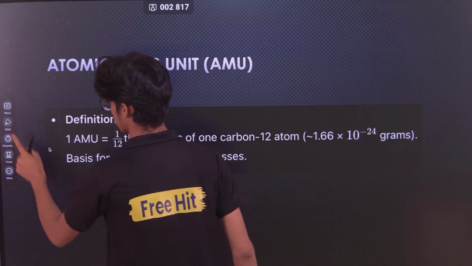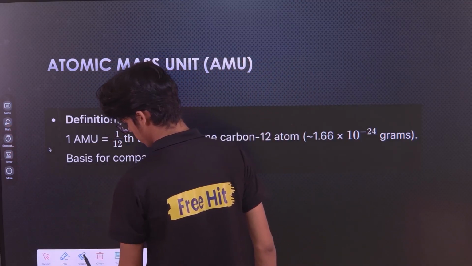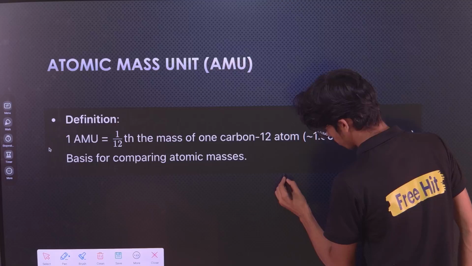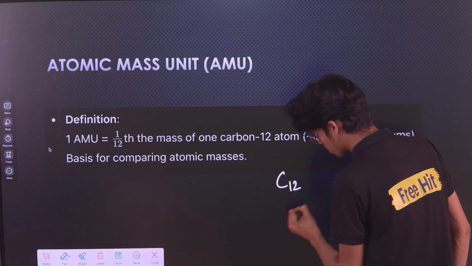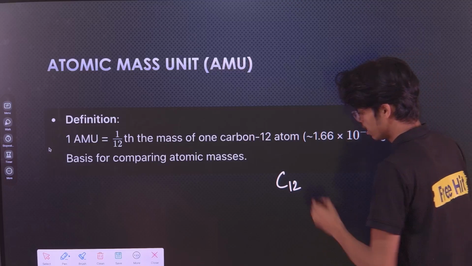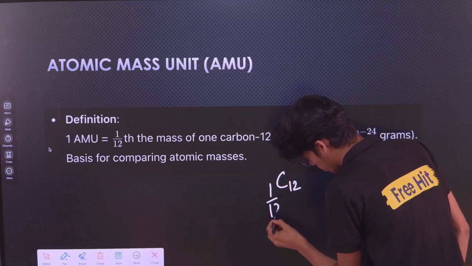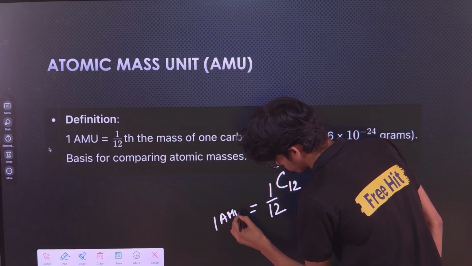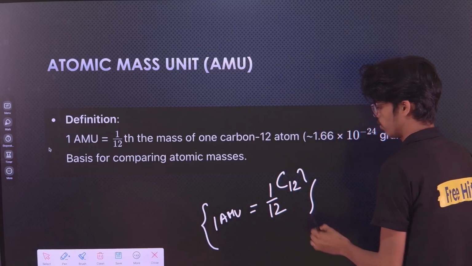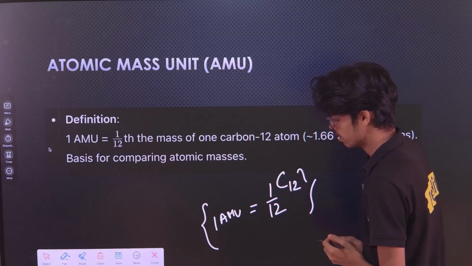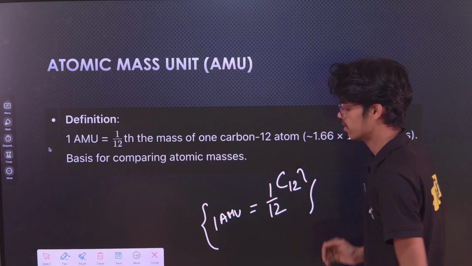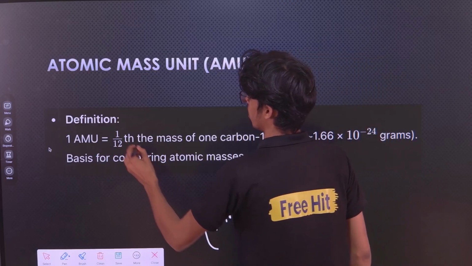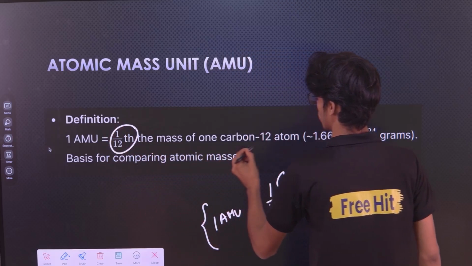As you know, carbon atom has different isotopes, right? Carbon 12, carbon 13 and carbon 14. So we utilize carbon 12, and we say whatever the mass of this carbon 12 is, that mass's 1/12th part is known as 1 atomic mass unit. That's what we said. I hope you are able to understand. So 1 atomic mass unit is 1/12th the mass of 1 carbon 12 atom.